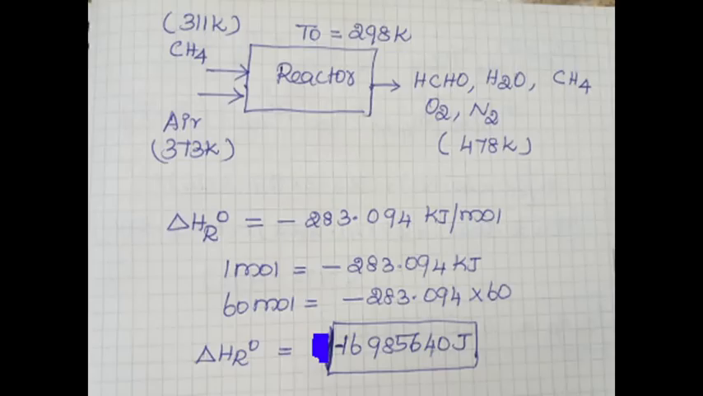As per the problem, methane enters the reactor at 311 Kelvin, air enters the reactor at 373 Kelvin, and the reference or standard temperature is 298 Kelvin. The products leaving the reactor are formaldehyde, water, methane, oxygen and nitrogen. The product temperature is 478 Kelvin. Are you clear or not?